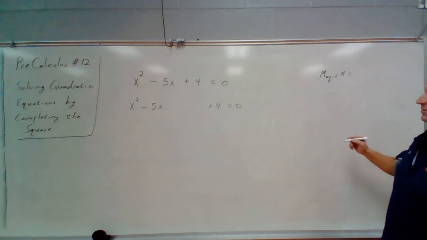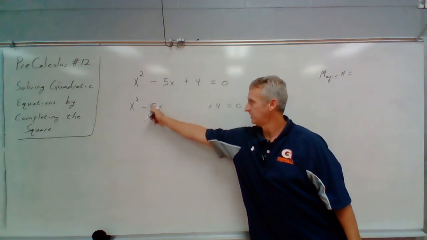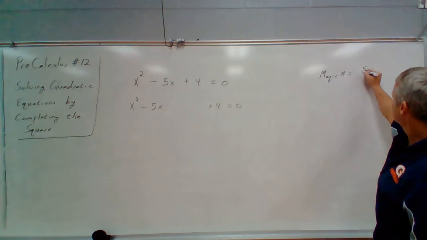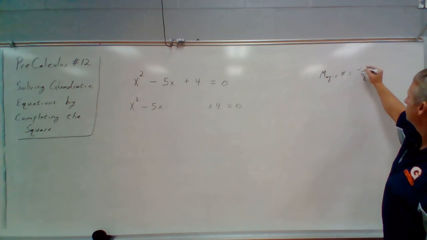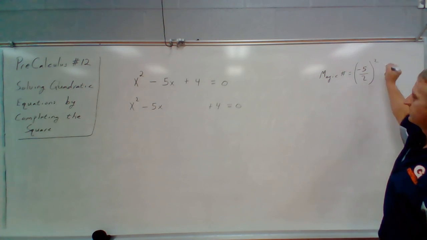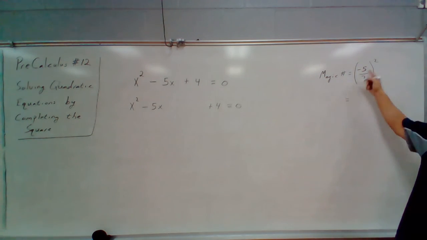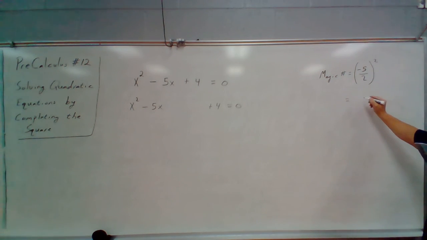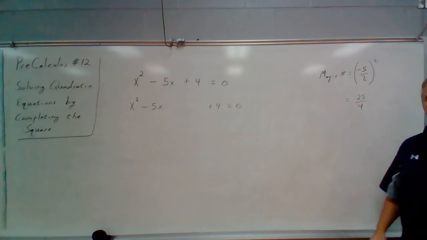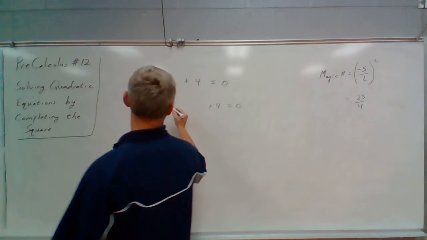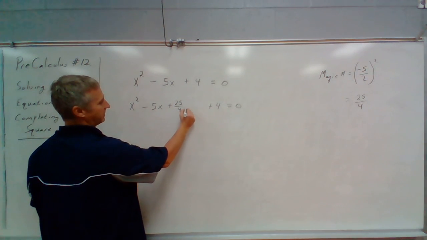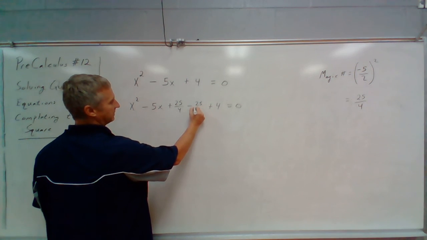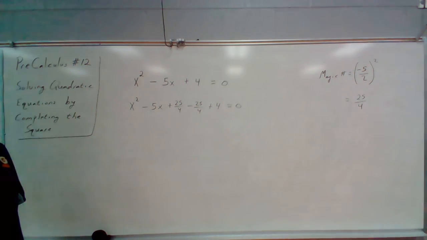So my magic number is going to be half of this number. So that'll be 5 over 2, we're going to say negative 5 over 2 squared. Negative 5 over 2 squared is 25 over 4. Okay, so my magic number is 25 over 4. So I'm going to add 25 over 4, and I'm going to subtract 25 over 4.